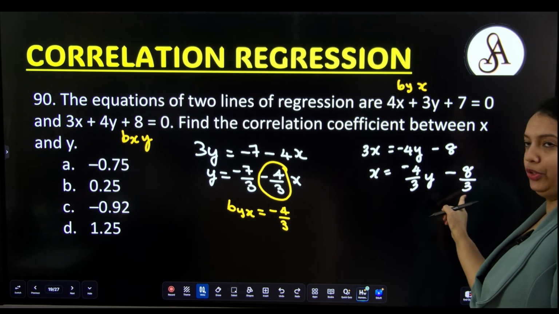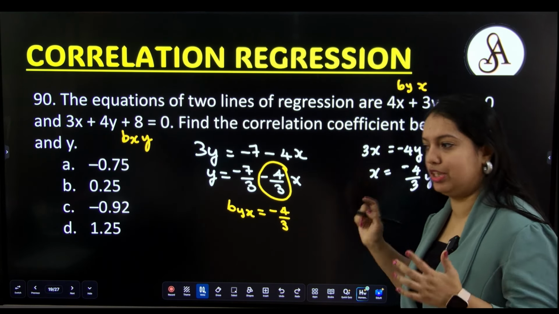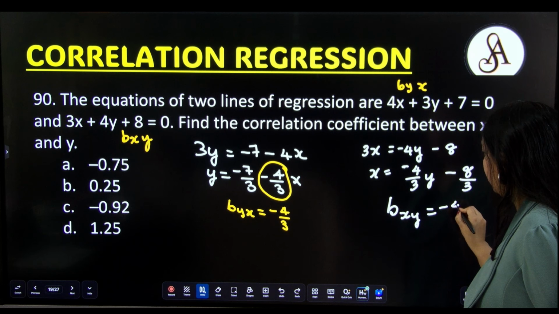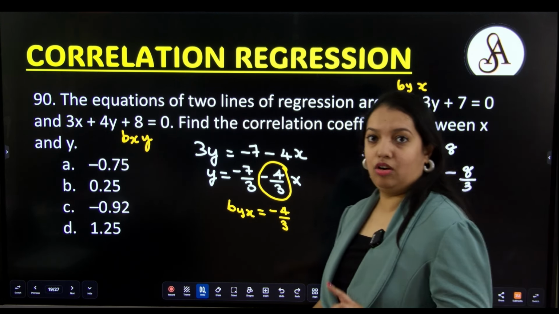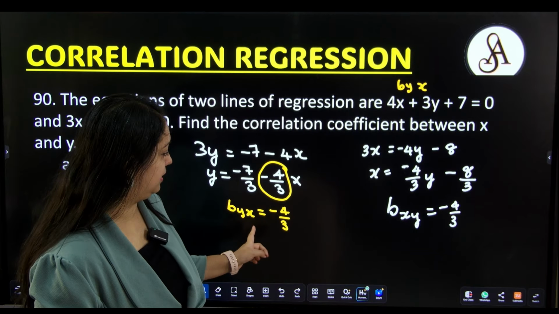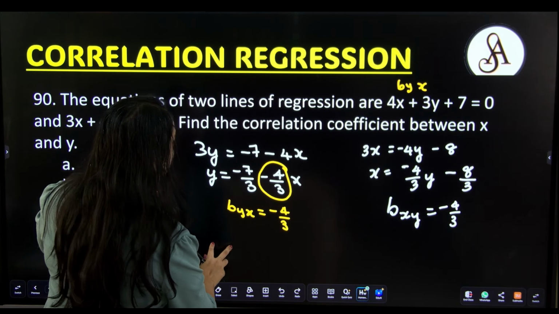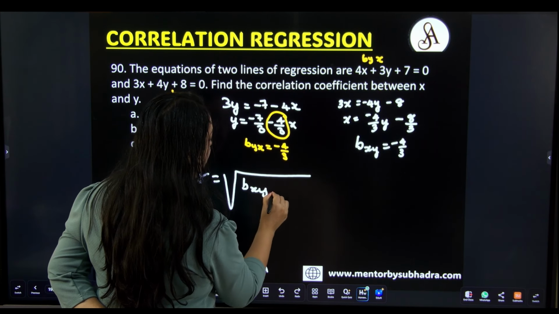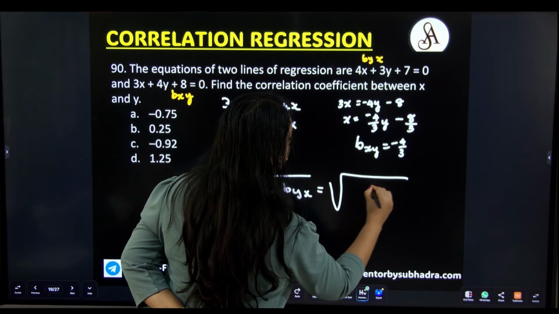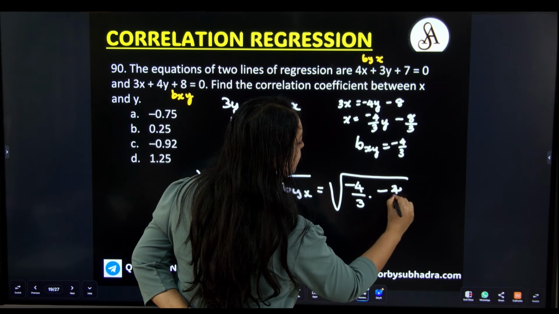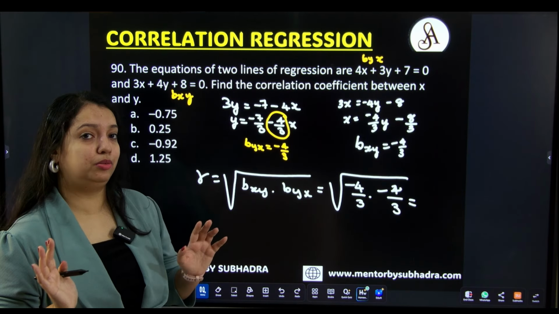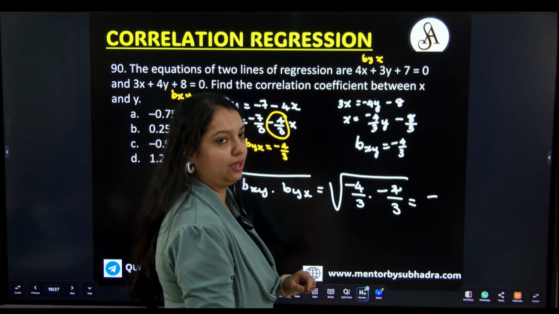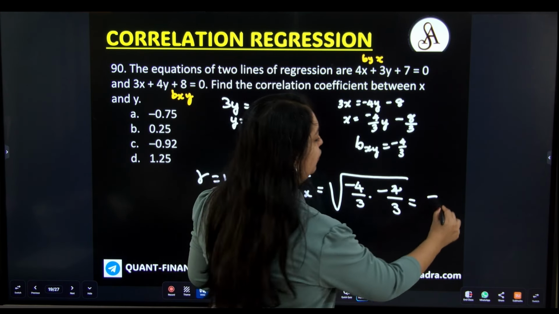What I did, I moved 3 to the right hand side. So multiplication will become division. After this, bxy value is equal to minus 4 by 3. Now that I got bxy and byx, the first step, check whether the signs are same. Yes, the sign is same. So I'm going to calculate the r value as square root of bxy into byx. Square root of minus 4 by 3 into minus 4 by 3. Remember, our value should have the same sign as bxy, byx. So it will be in negative sign. Square root of 4 by 3 into 4 by 3 is 4 by 3 only.